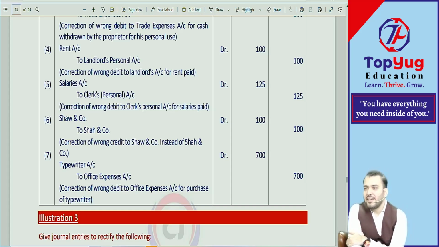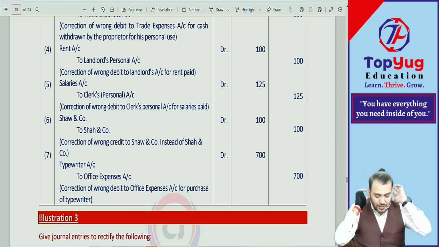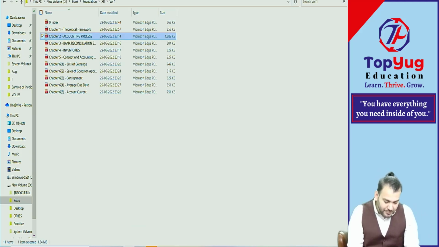Last class we started the rectification chapter. We have not completed it, we will continue that chapter. Before that, there are some doubts with you. Let us do those doubts. So let us first come to the inventory chapter. What is the doubt in that?